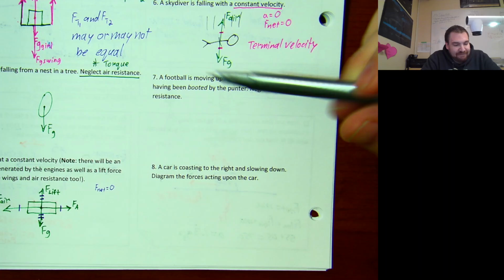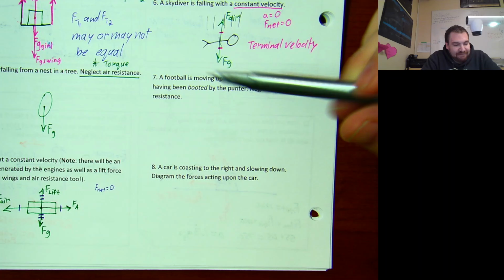The last one: a car is coasting to the right and slowing down. What's happening to the car? What are the forces acting on the car? There's got to be some sort of friction backwards. Well, there's going to be friction, but where does it have to be? Where's the friction going to be?